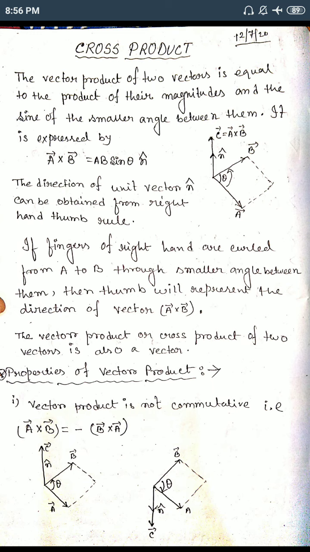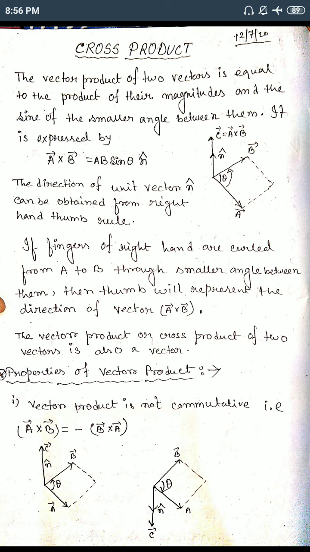The thumb will represent the product. So A to B, with the other fingers of our right hand, if we move like this way, A to B, the thumb represents the direction of the product. Here I will consider the product as a C vector. It will give us the C vector using the right hand thumb rule.